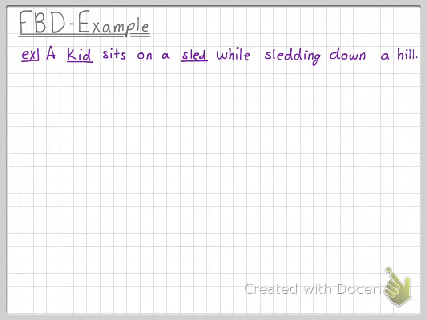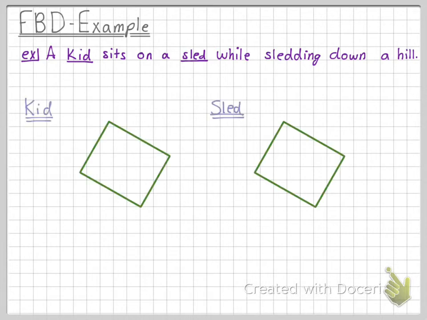So we know that there are two different objects in this problem, so we're going to draw a free body diagram for both of the objects. So we have one for the kid and one for the sled. And since these two objects are on Earth, we know that they both have a weight force acting down. And we also know that since they're on a hill or a surface, they also have a normal force that is perpendicular to the hill.